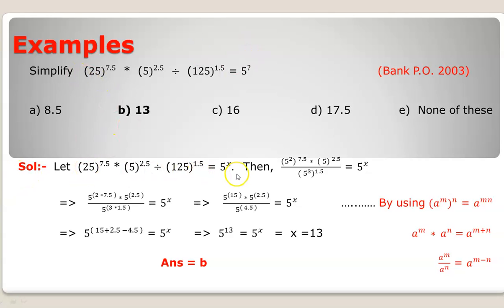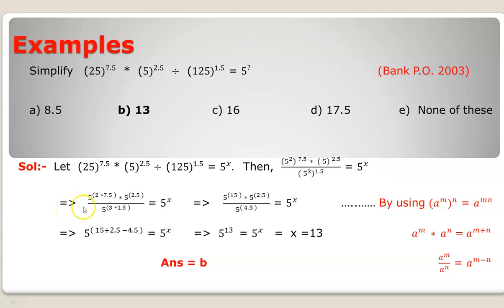This is the given expression. The first term is 25. This 25 can be written as 5 square to the power 7.5, into 5 raised to 2.5 as it is, divided by 125, which can be written as 5 cube to the power 1.5, which is equal to 5 to the power, let it be x. So this question mark we consider as x.